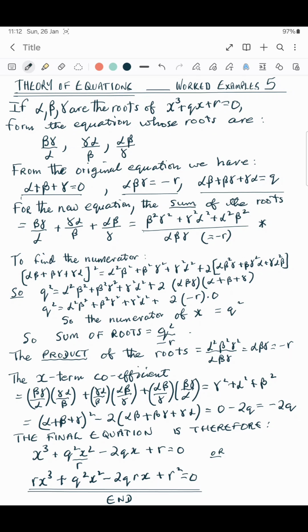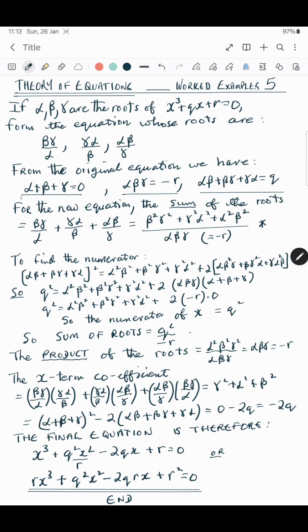Alpha plus beta plus gamma is 0, because that's the coefficient of the x squared term, or rather it's negative. Alpha beta gamma is minus r, and alpha beta plus beta gamma plus gamma alpha is q.